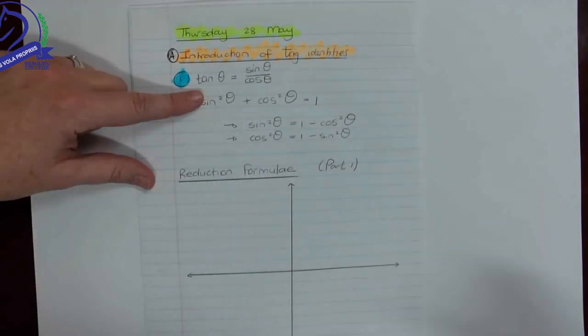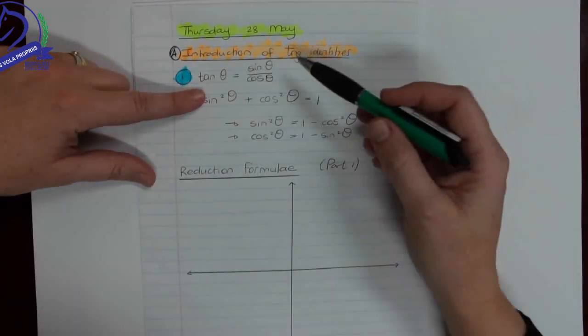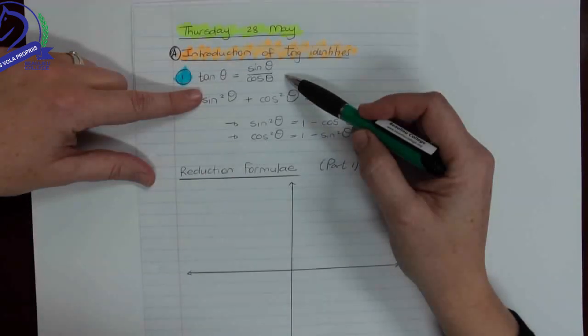There's a whole proof in your textbook if you want to go and have a look at it. It is on page 187. I'm not going to go into the proofs just yet. I'm just telling you, you need to know this.